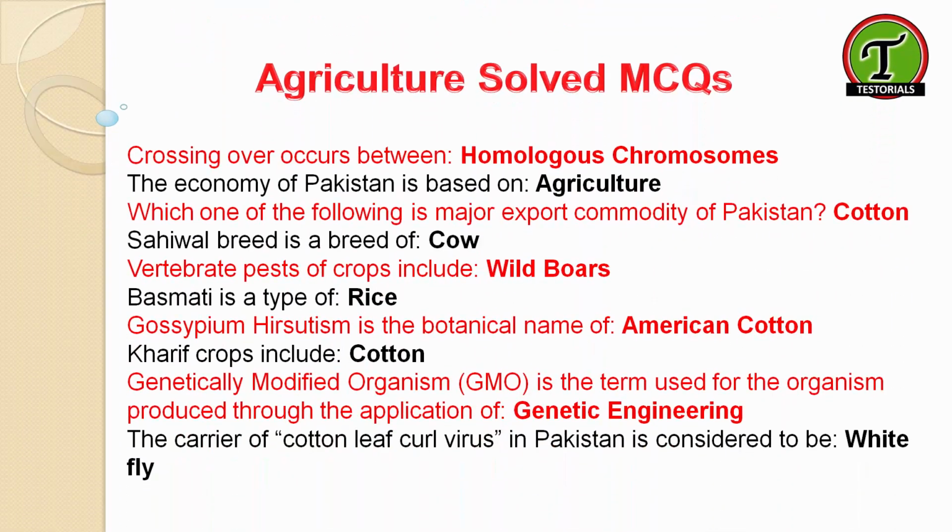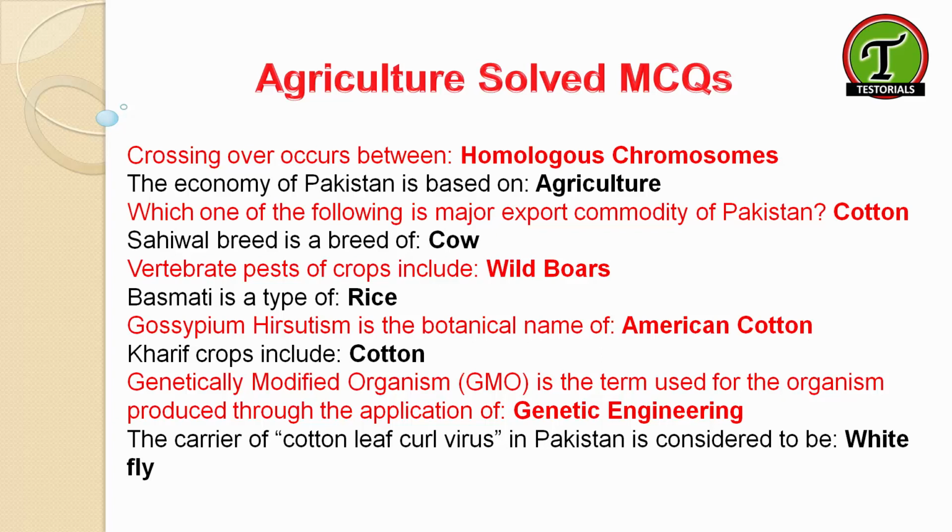Let's start our today's topic of solved MCQs of agriculture. 1. Crossing over occurs between homologous chromosomes. 2. The economy of Pakistan is based on agriculture. 3. Which one of the following is major export commodity of Pakistan? Cotton. 4. Sahiwal breed is a breed of cow.